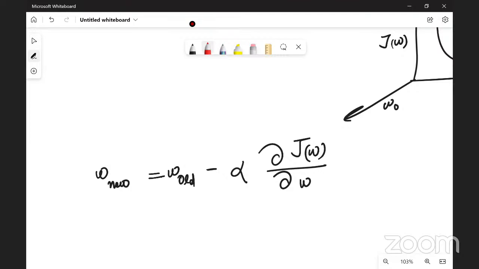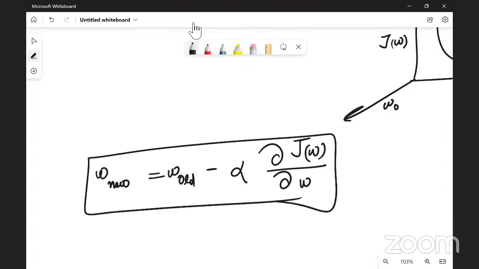Sir, what does W new represent here? W0 or W1? Is it a vector or is it a scalar? Good point. So in this formula, W is a vector. W new and W old both are vectors. Absolutely.